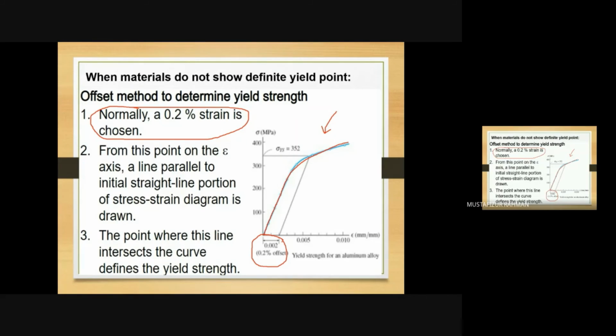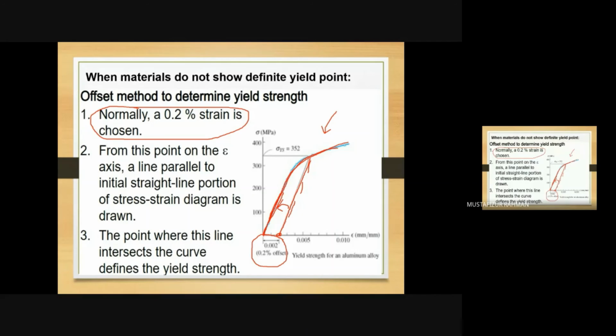So at that value of strain, we will draw a parallel line. Parallel to what? Parallel to the initial portion of this stress strain curve. Remember, this is a stress strain curve. The initial portion will be linear and elastic. When it is linear, it is a straight line. Then it will be changing, right? So it will be parallel to the initial portion of the stress strain line.